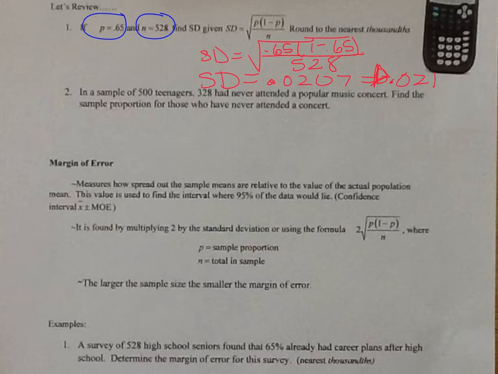All right, so let's take a look at 2. In the sample space of 500 teenagers, 328 of them had never attended a popular music concert. Find the sample proportion of those who never attended a popular music concert. So we have 328 out of 500 teenagers that never attended a popular concert. Just plug that in your calculator, 328 divided by 500. This actually gives me P, and this is 0.656.